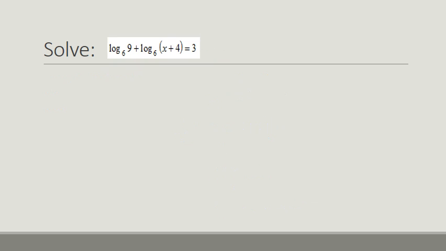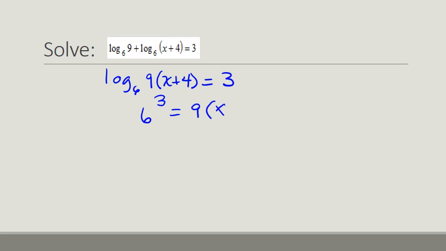In this case, we're going to condense into one log. So we get log 6, 9 times x plus 4 equals 3. Because remember, when we add logs, we're multiplying. So this is my base. If I write it in exponential form, 6 to the third equals 9 times x plus 4. 6 to the third is 216, equal to 9x plus 4.